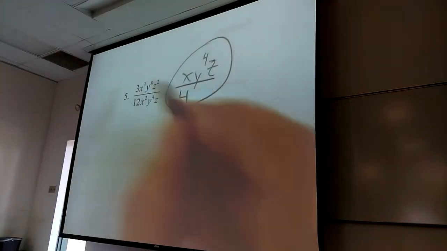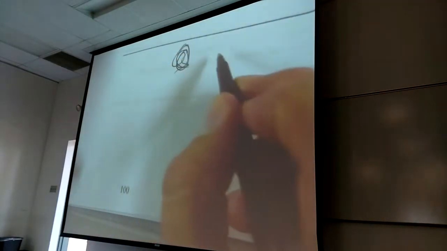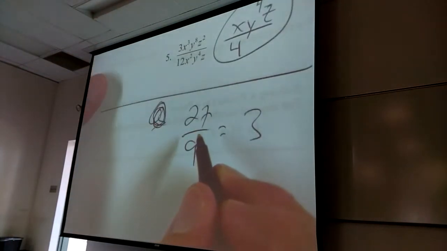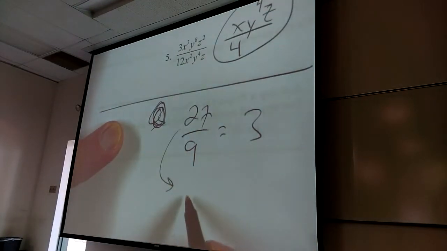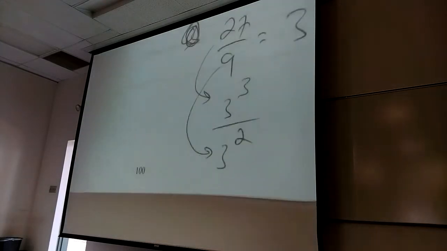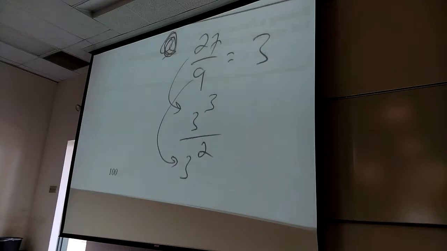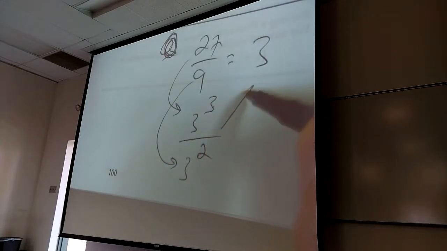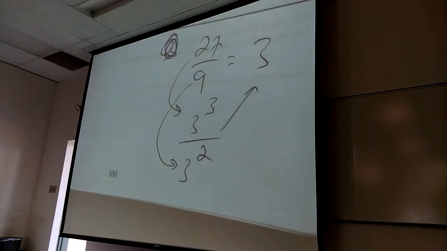If I wrote numbers in the same way, so tell me, what is 27 over 9? That's 3. Now write 27 as something to a power. What would that be? 3 to the 3rd. 9 would be 3 to the 2nd. Now that I've written it in exponential form, it will act according to exponential rules. What's the rule here? Subtract. So I end up with a single 3. I get the same answer.